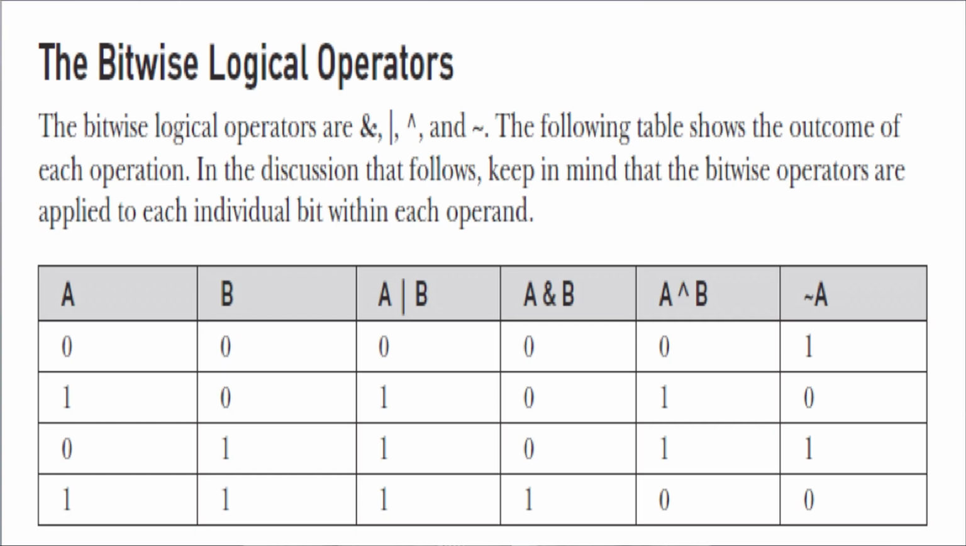And you can see A and B, again we have A and B, and A not B, not A. So these are the different bitwise logical operators: and, or, not. The following table shows the outcome of each operation. In the discussion that follows, keep in mind that the bitwise operator is applied to each individual bit within each operand. So this is the example of bitwise operation.